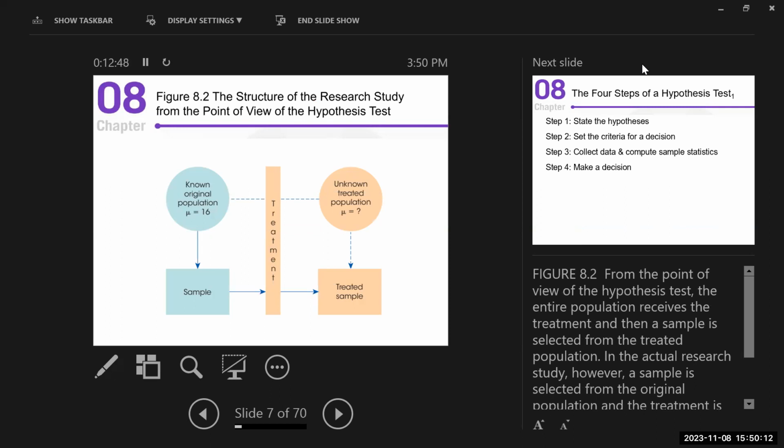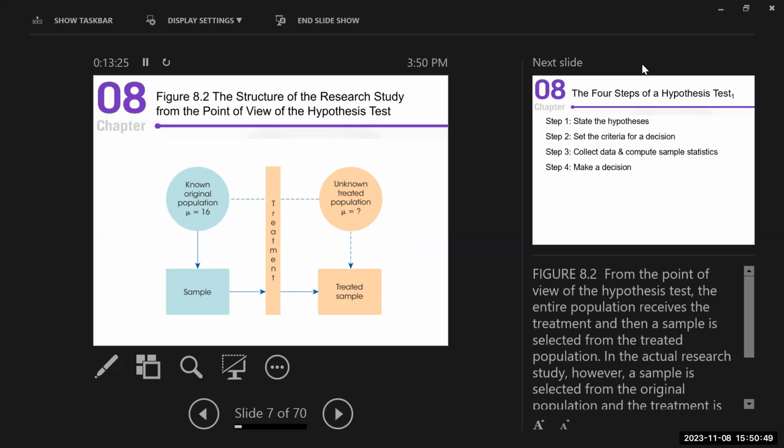Okay. So, the structure of a research study, again, this is how we do it, right? You have a known original population, again, the mean of 16. You randomly select a sample out of that population. You then treat that sample, okay? Once you treat that sample, now you have what's called a treated sample. And this treated sample, we're going to compare to this population, right? Because we want to see if this treatment is effective in this population. If it's not, based on the hypothesis. And I'll show you what these hypotheses are.